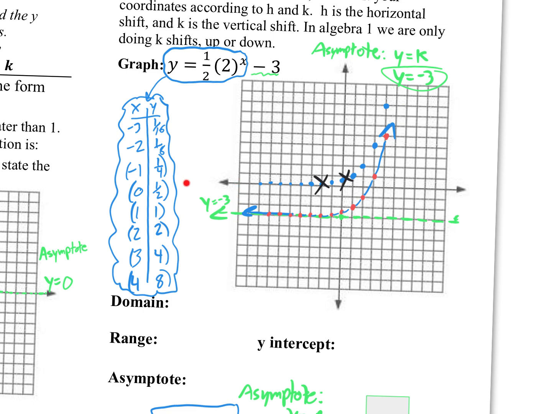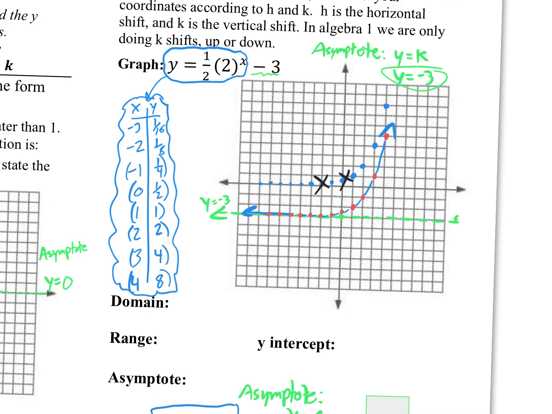Will it exist at -15? Yes, it'll get there. Why? Because it's going in the negative direction forever. How about the positive direction? Will this graph ever get to 10? Well, not on this 10 by 10 graph, but we know that it will keep going up and it'll keep going over. It'll just be way the heck off this graph, right?